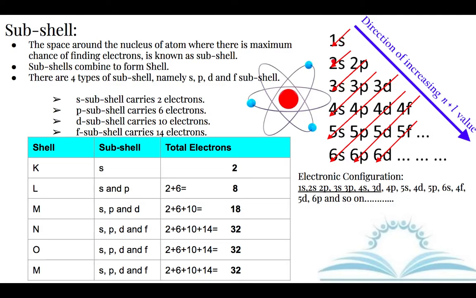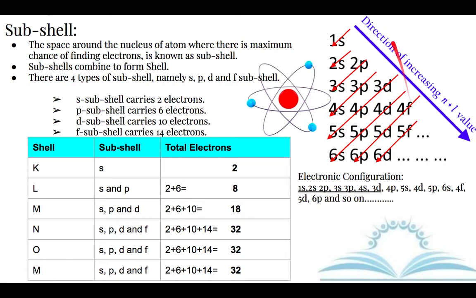Second orbit, so this 2 represents the second orbit. The second orbit is made up of s and p orbitals, so we have written 2s and 2p. Third orbit, 3, 3, 3, this is the number of the orbit, and it is made up of s, p, and d. That's why we have written 3s, 3p, and 3d. Similarly, fourth onward, it is made up of s, p, d, f orbitals.